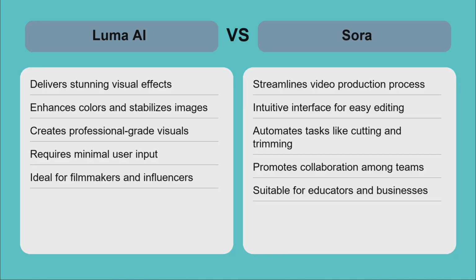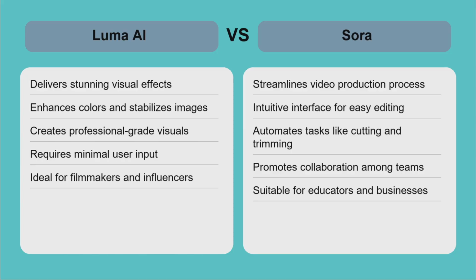If your goal is to produce visually striking videos with advanced effects, Luma AI is the better choice. It excels in enhancing visuals and creating a polished final product. On the other hand, if you need a tool that simplifies the editing process and promotes collaboration, Sora stands out. For instance, a filmmaker might prefer Luma AI for its stunning effects, while a marketing team may lean towards Sora for its ease of use and teamwork capabilities.